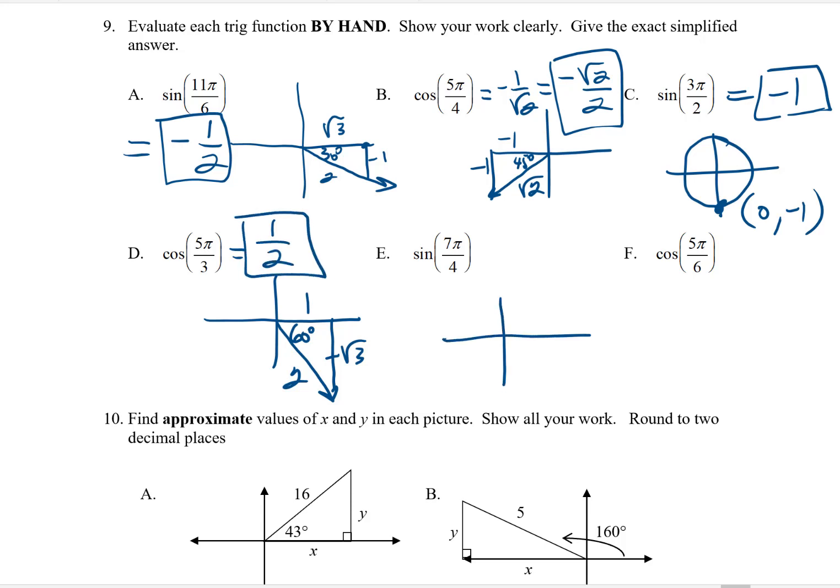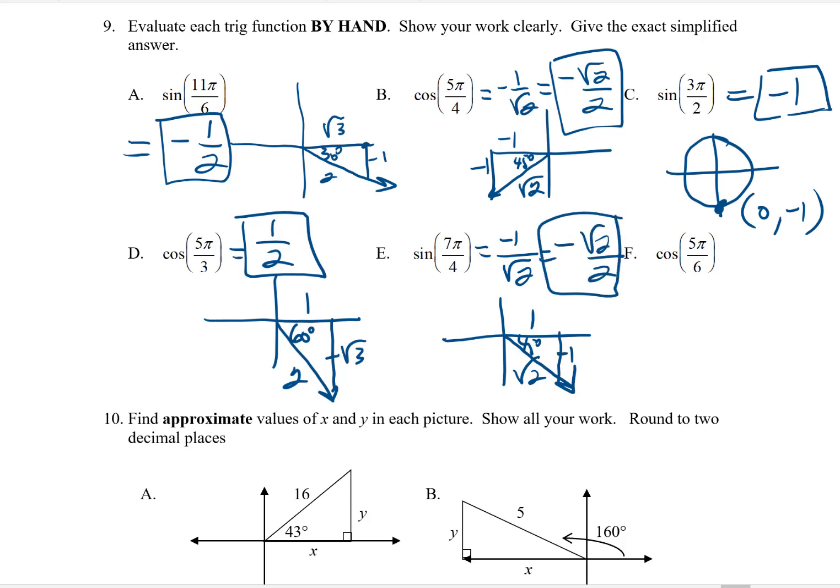7 pi over 4, that's the 45-degree spot in the fourth quadrant. Again, forming up my triangle. 1, 1, root 2. The vertical leg would be negative. Sine is opposite over hypotenuse, which when I rationalize will give me negative root 2 over 2.